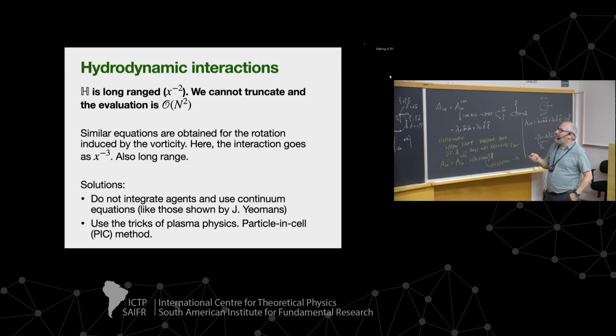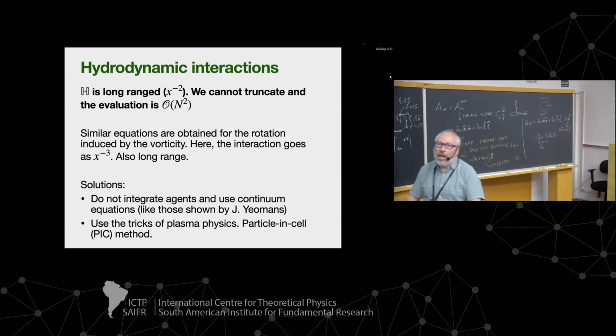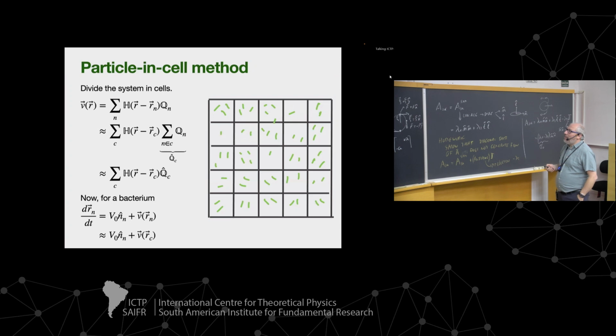I'm going to discuss the particle in cell method because it's nice and you can learn things that can be applied to other contexts. So the particle in cell method is very simple. You simply divide the system in cells and you put your bacteria there. So that's why particle in cell is not very creative as a name. So you have all the swimmers like this. So the velocity field is like this. This is the exact expression.